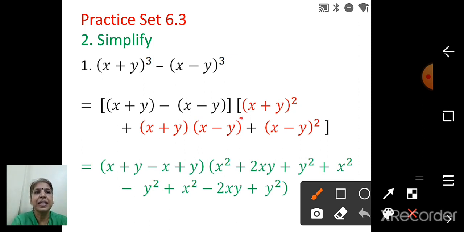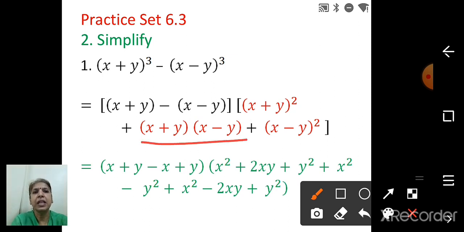Now second one, in the brackets only you will be writing x plus y the whole square. So here we are using the formula of a plus b the whole square. Now what is the formula a plus b the whole square? a square plus 2ab plus b square. So here also x square plus 2xy plus y square.